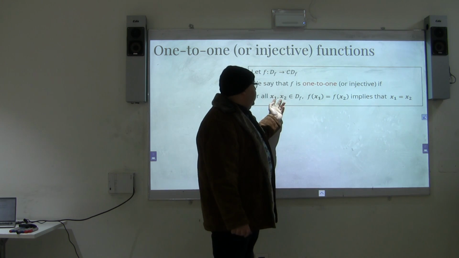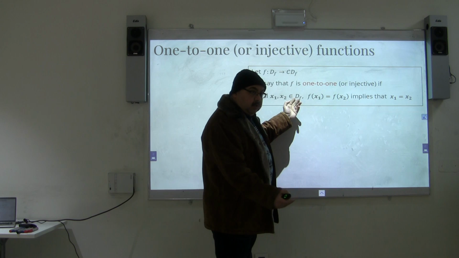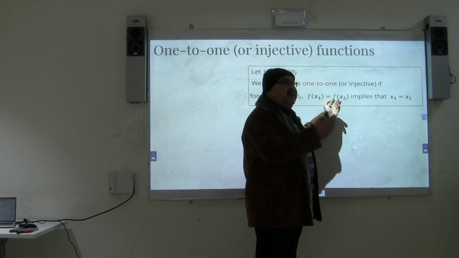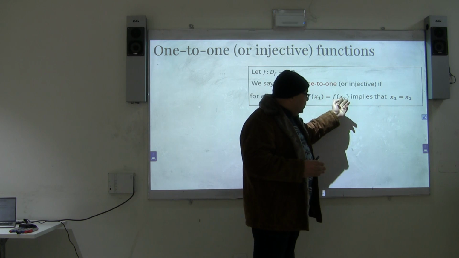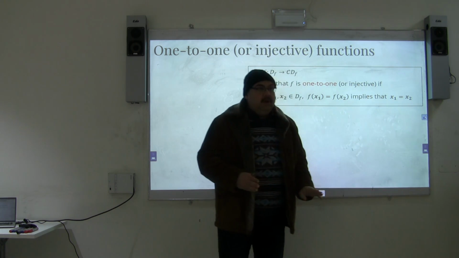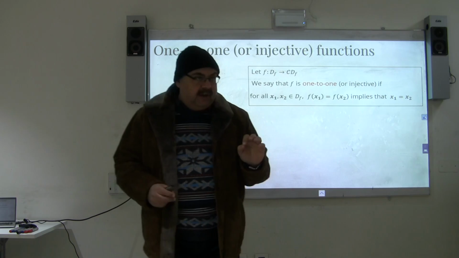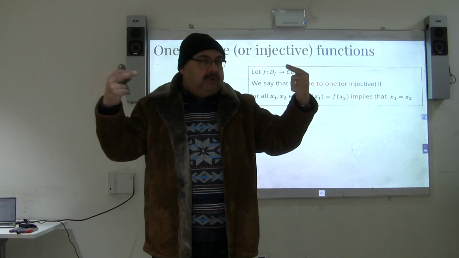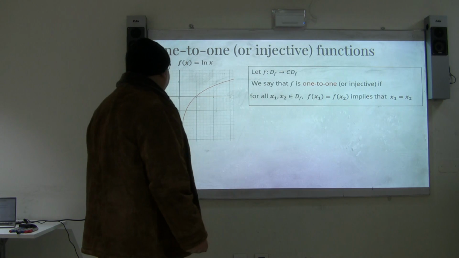for all x1 and x2 belonging to the domain, that's the input, if f of x1 equals f of x2, that's the output, then this implies that x1 is equal to x2. It means you will never find two input values sharing the same output. Okay? Also, it will appear from here.